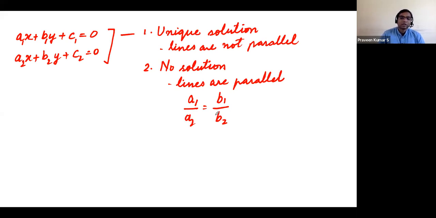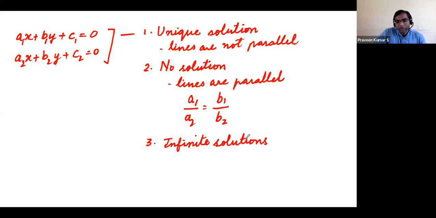Okay. Or in some cases, if you further simplify it, you might be able to write down a1 is equal to a2 and b1 is equal to b2. That's a real special case scenario. The third one is when there are infinite number of solutions.